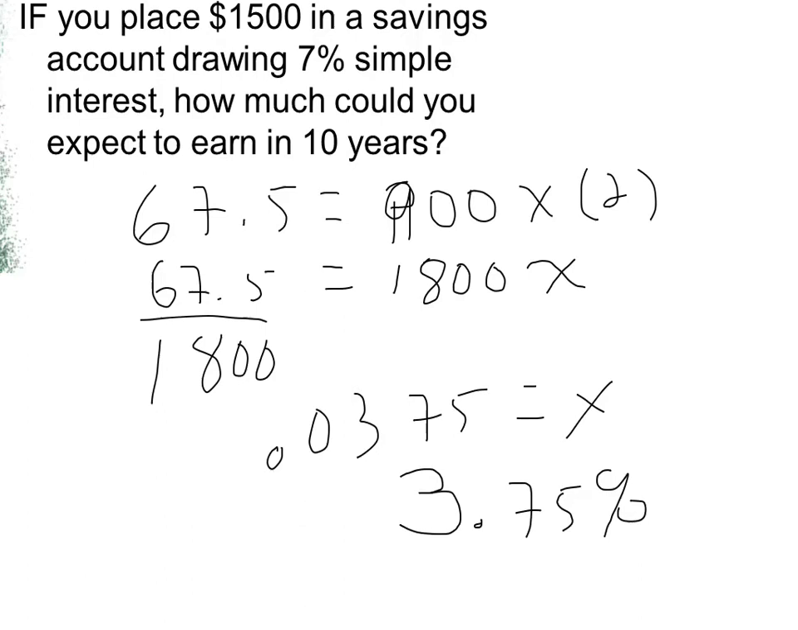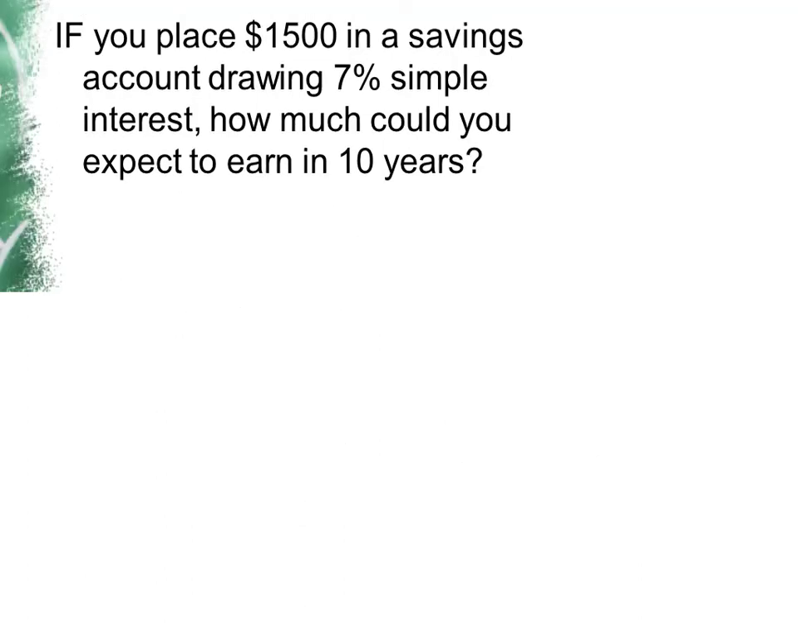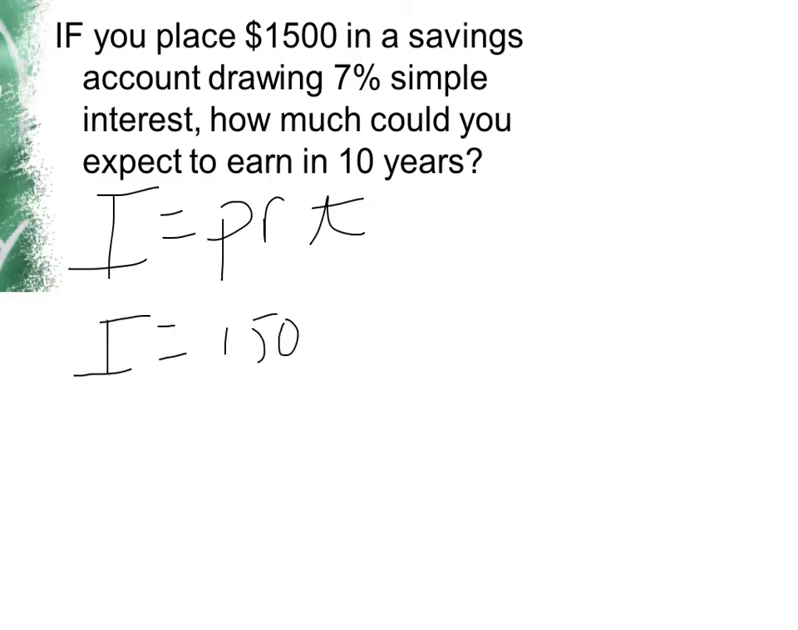Let's look at the next story. If you place $1,500 in a savings account drawing 7% simple interest, how much could you expect to earn in 10 years? So the formula is I equals PRT. In this case, they did not give us the I. They gave us the principal, which is 1,500. They gave us the rate, which is 0.07. And they gave us the time, which is 10. So then this is just plugging it in your calculator and seeing what you get.